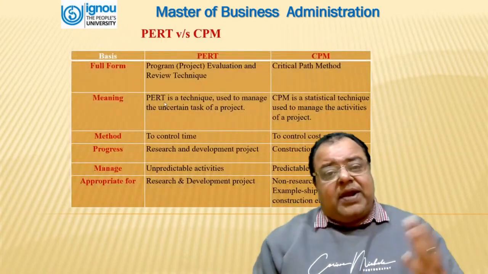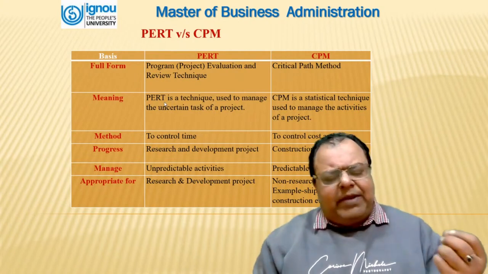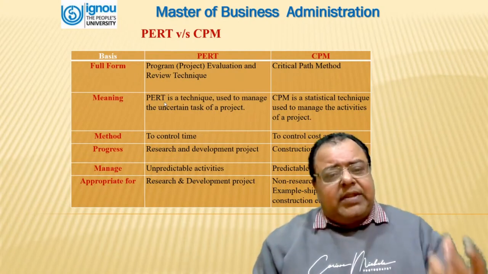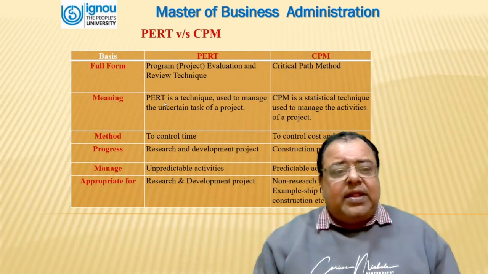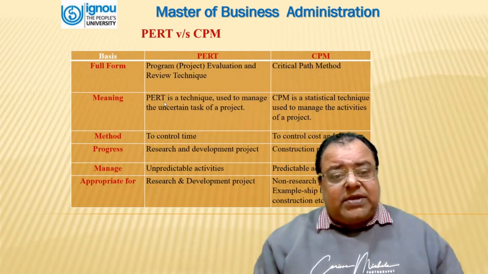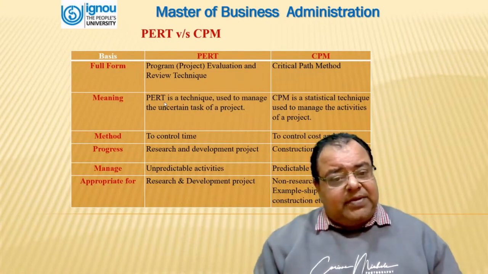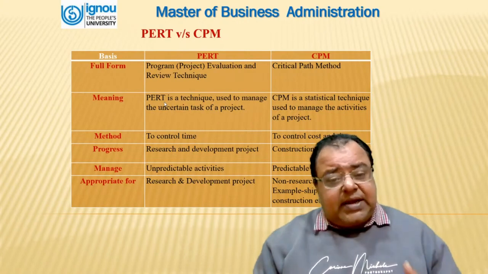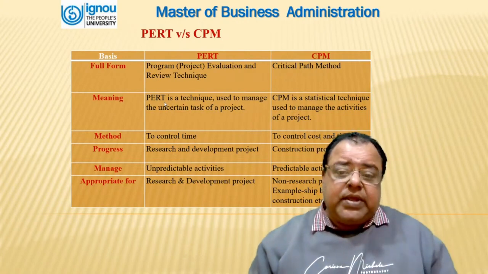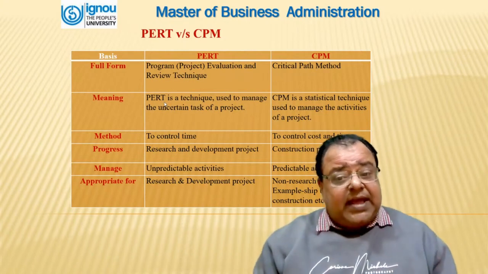How are PERT and CPM different? We will start from the very basic things. What are the basic things that will be easier for us to understand? PERT stands for Program or Project Evaluation and Review Technique, whereas CPM is Critical Path Method. PERT is a technique used to manage the uncertain tasks of a project, whereas CPM is a statistical technique used to manage the activities of the project.